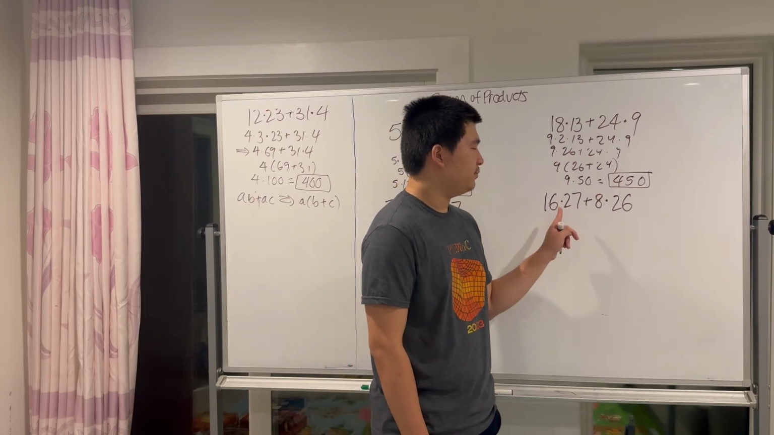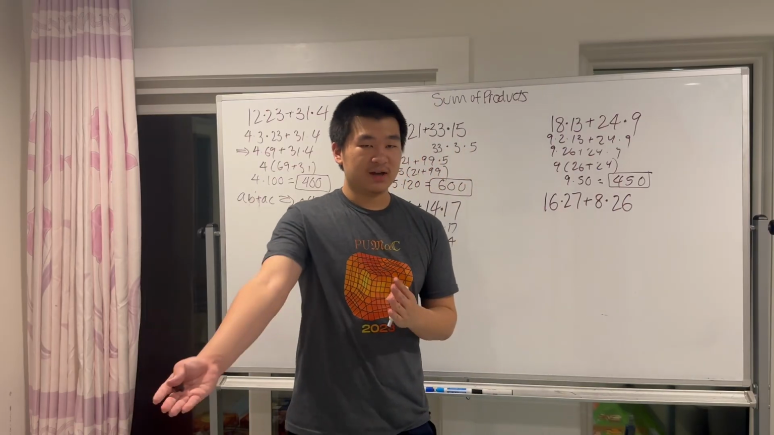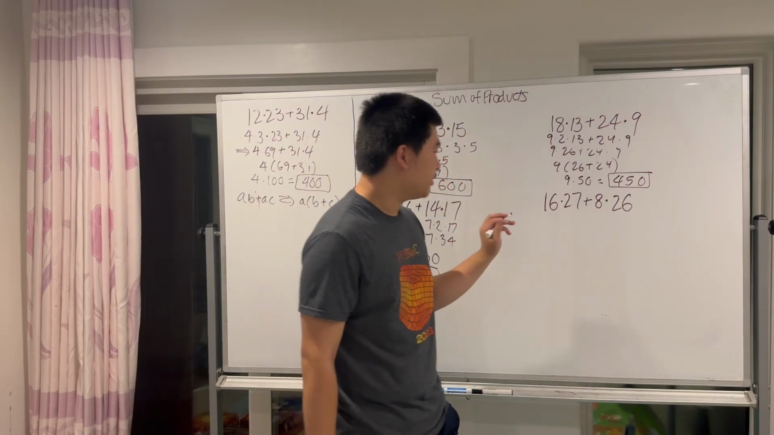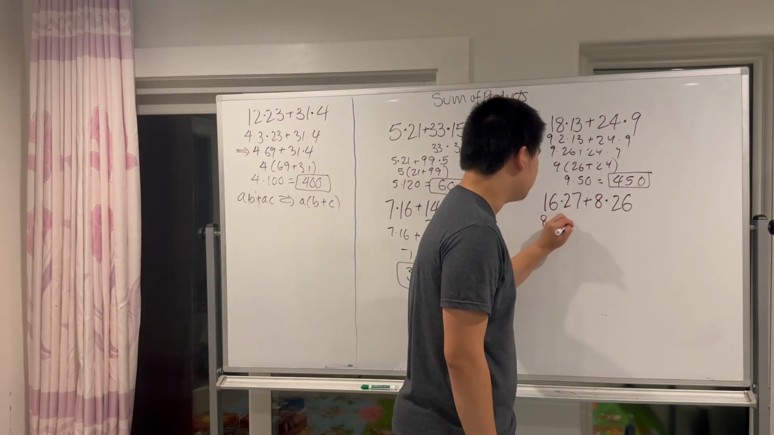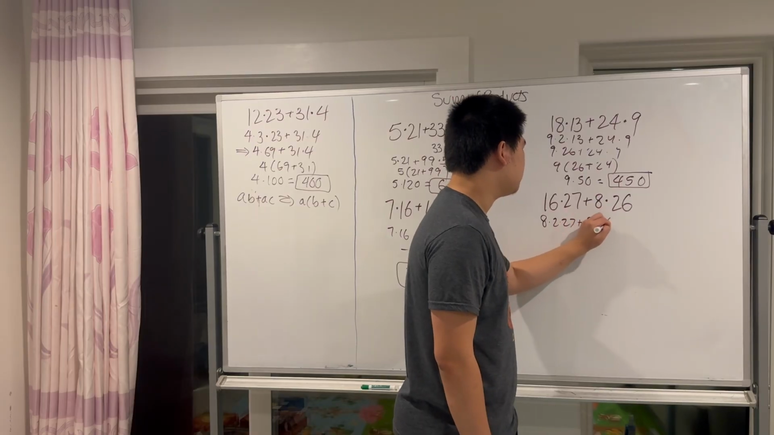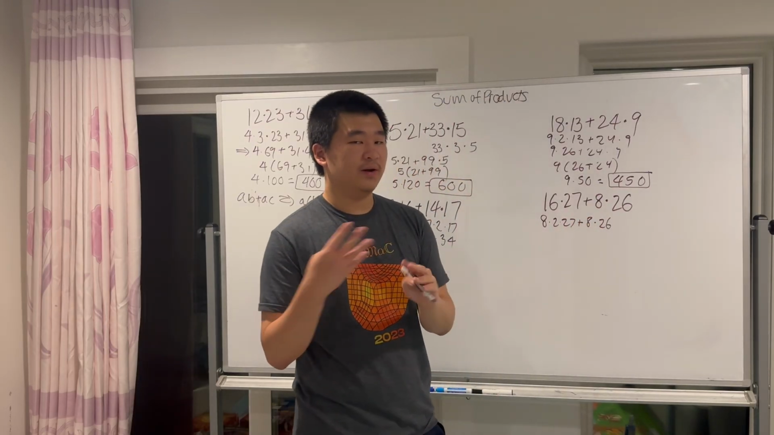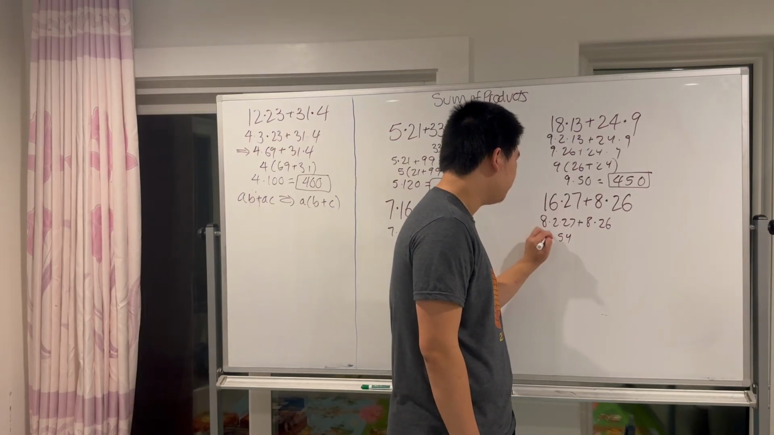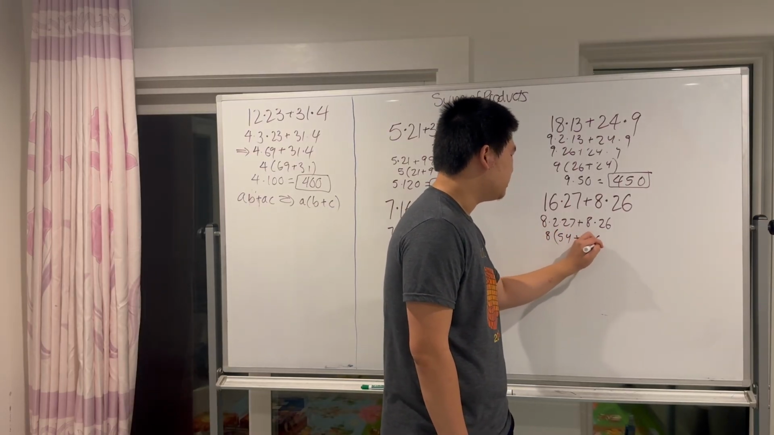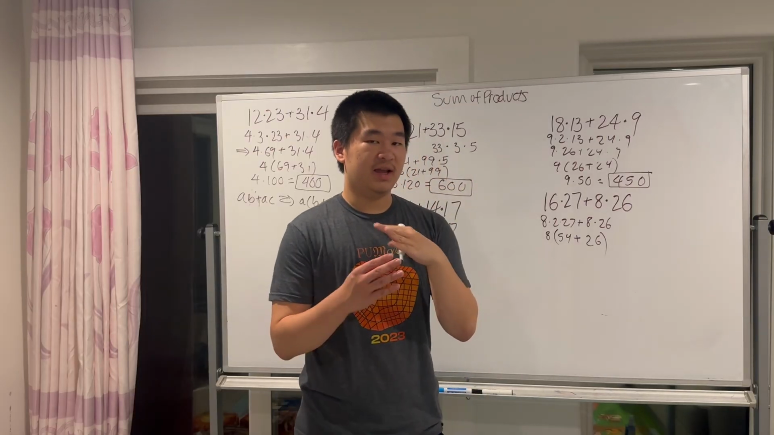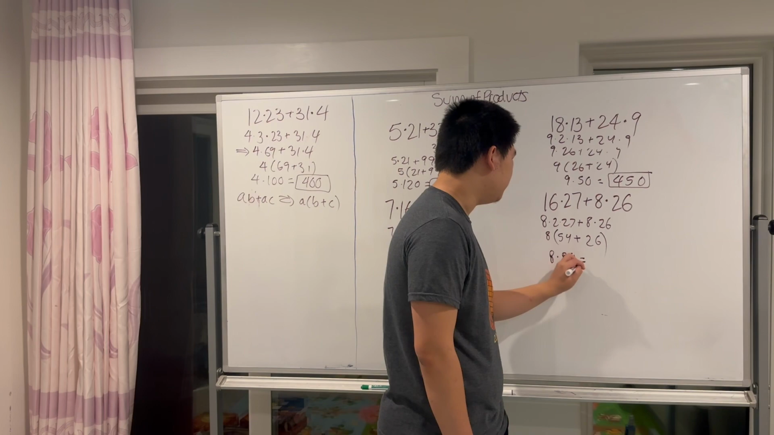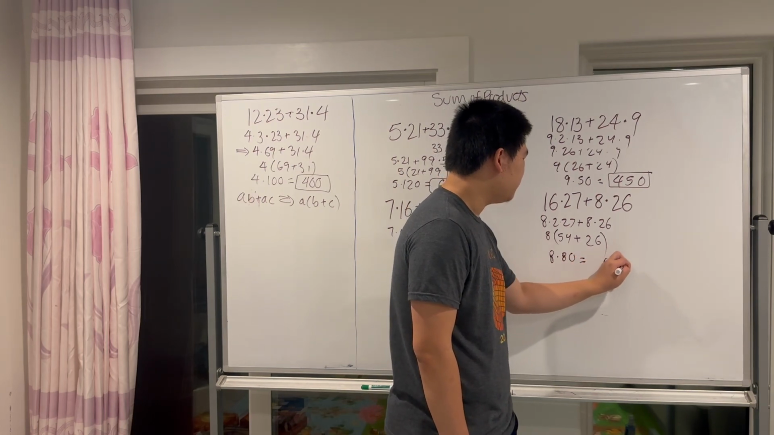16 times 27 plus 8 times 26. Where's the factor pair? 8 and 16. Now 16 is 2 times 8, so we're going to factor it as 8 times 2 times 27 plus 8 times 26. This is going to be a little less nice, but still very nice to multiply. 2 times 27 is 54. Plus 26, 54 plus 26 gives us 80. 8 times 80 is going to be 640.